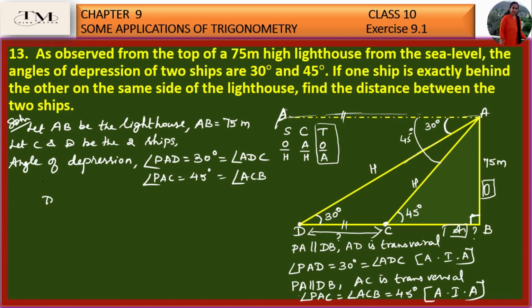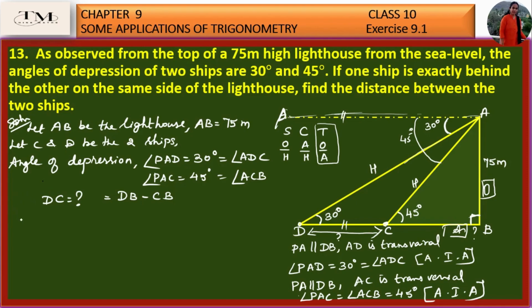What we need to find is DC. How do we find DC? DC is nothing but DB from the bigger triangle minus CB from the smaller triangle. If we find CB and subtract, we will get DC. So first, from the smaller triangle, let us find the equation. Here the adjacent side we need to find, and the opposite side is given.